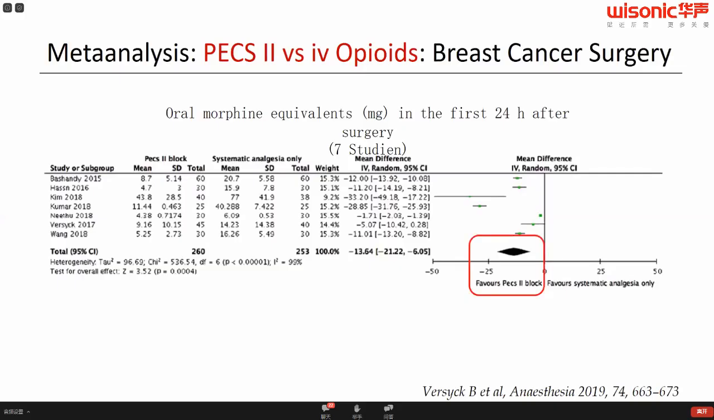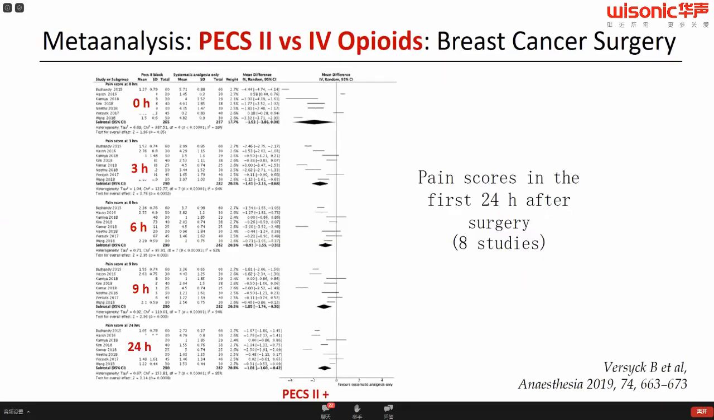What is the evidence for the PECs blocks? This picture shows you a meta-analysis of PECs 2 blocks versus IV opioids for breast cancer surgery, and you can see that the oral morphine consumption is lower for the PECs blocks compared to systemic analgesia. Comparing the pain scores of the PECs 2 block with the systemic opioids, the pain scores were lower during the first 24 hours at different time points for the PECs 2 blocks.